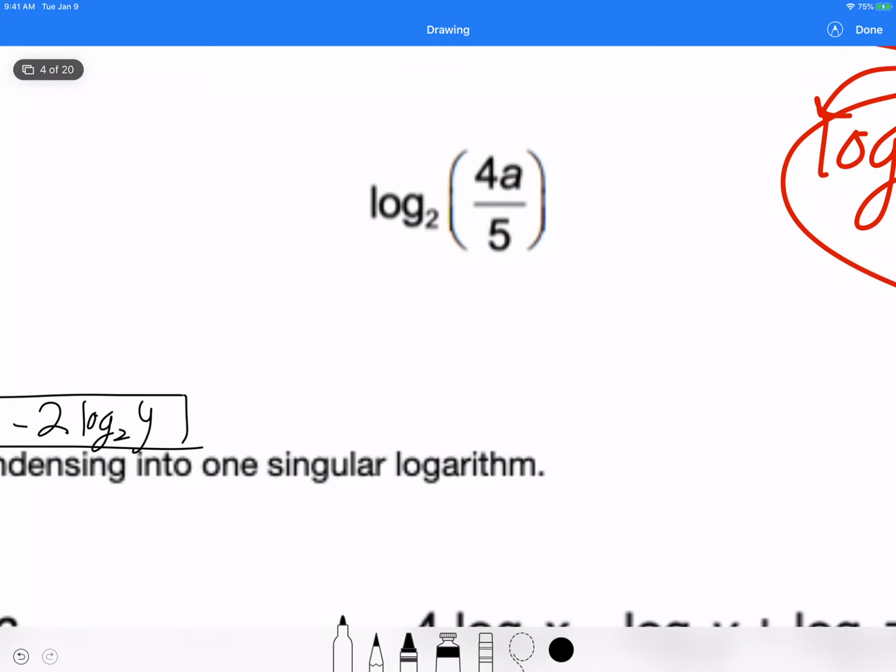The second one, what I'm going to do is separate 4a and 5. This might be a little bit easier to do.